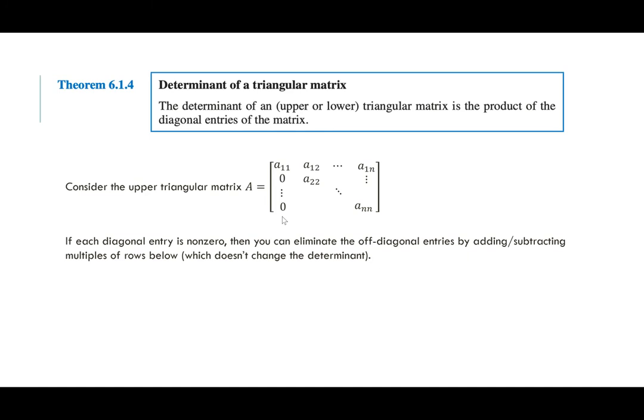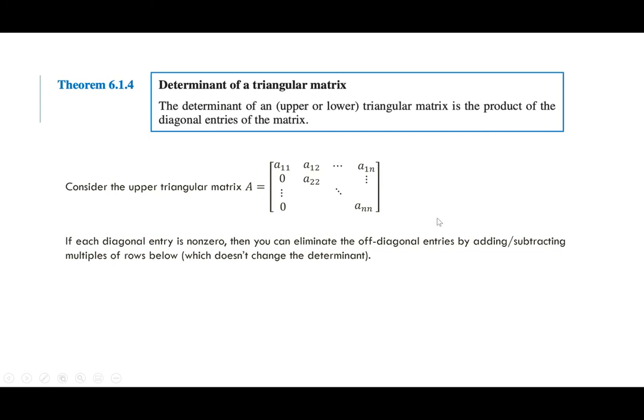Now, if each diagonal entry is non-zero, then you can use Gauss-Jordan elimination to add and subtract multiples of rows below to cancel all the off-diagonal entries. So, you want to get rid of A12, we'll just subtract the multiple of A22 from here, the one that makes that 0. And similarly for A1n, just subtract a multiple of this last row to cancel that and all the other terms.